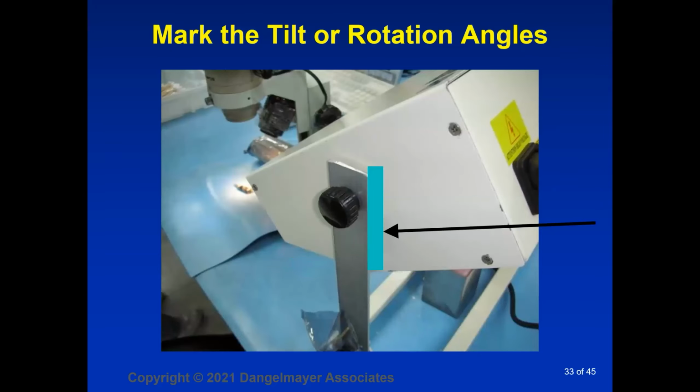We also want to mark the tilt angle. If the ionizer can be tilted, we want to make sure that it's always pointed where it's supposed to be pointed, which is obviously at the work surface, where the work is being done.